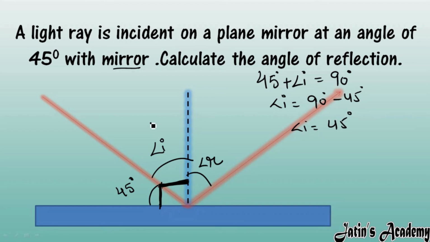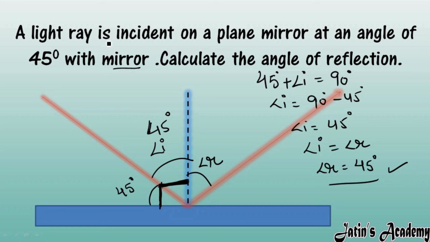If angle I is 45 degree, then what about angle R? As we know from the first law of reflection, angle I is equal to angle R. If angle I is 45 degree, then angle R will be 45 degree. So this is the way you can solve the numerical. But firstly you have to see whether the angle is given between the incident ray and the normal, or between the incident ray and the plane mirror. That you have to see carefully.